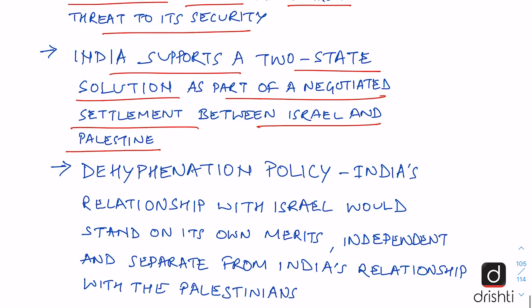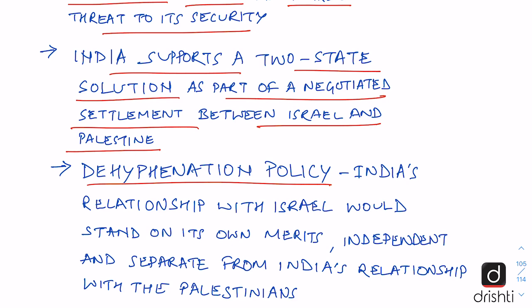But there has been a major change in India's foreign policy since the new government has taken power in India. And that has been the de-hyphenation policy. Earlier, India was hyphenating Israel and Palestine. So whenever the Prime Minister or any important minister of the cabinet was visiting Israel, then that minister was also supposed to visit Palestine and maintain a balance.